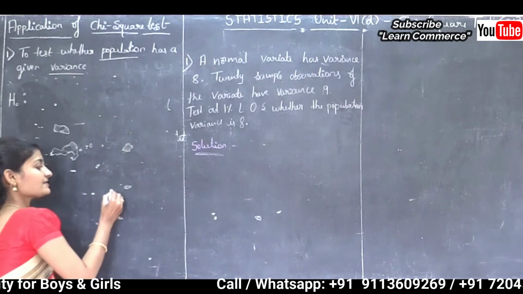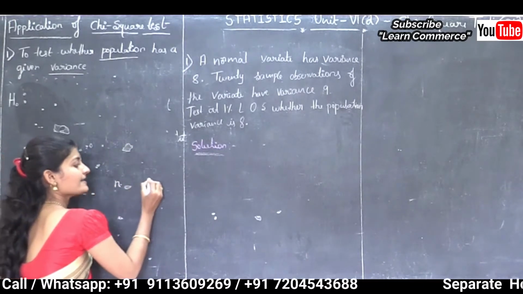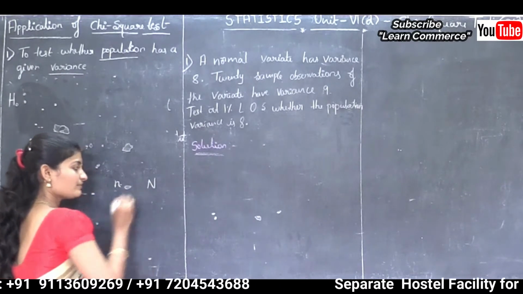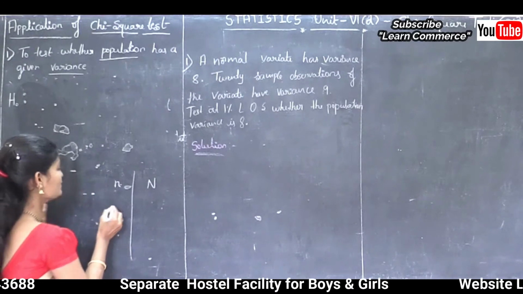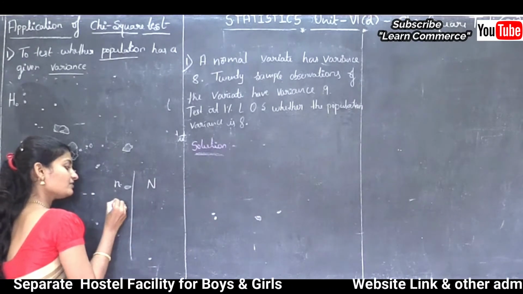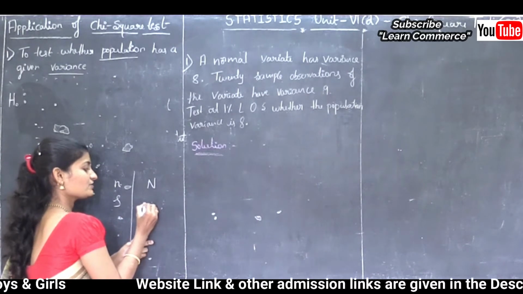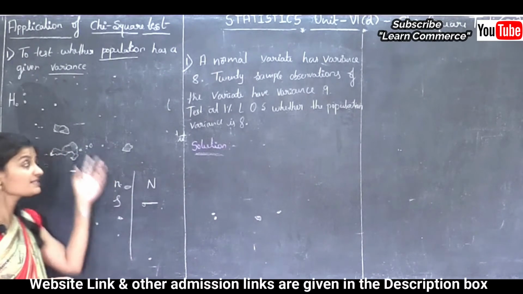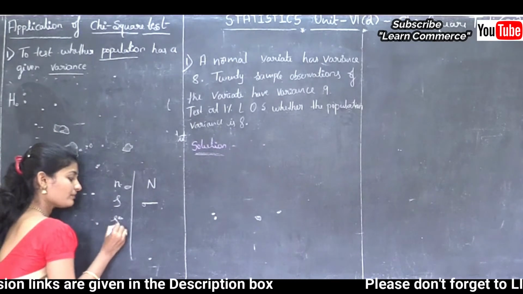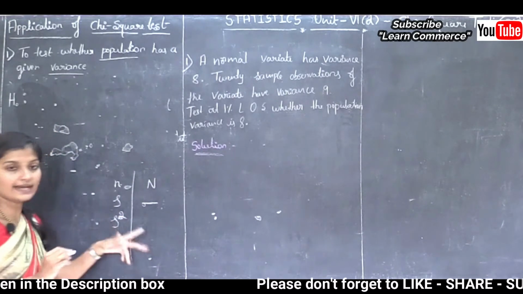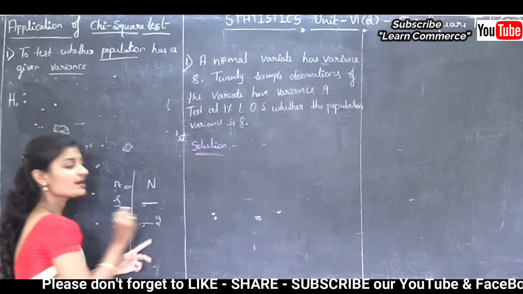sample size is denoted by small letter n, and population size is denoted by capital letter N. Like that, sample standard deviation is denoted by small letter s, and population standard deviation is denoted by sigma. Sample variance is denoted by s square. Like that, population variance is denoted by sigma square.